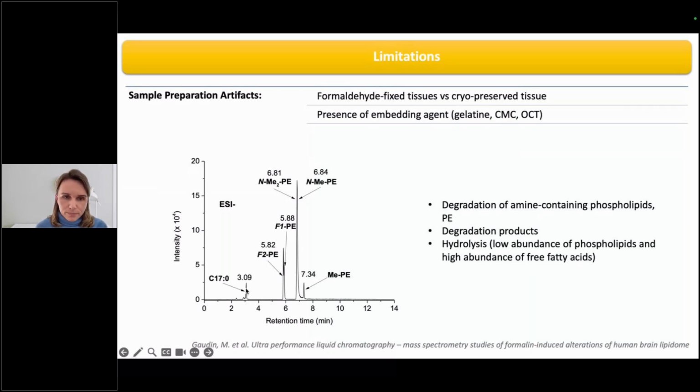For instance, I present to you here an example from a very good article in which they saw that using a fixative such as formaldehyde will produce degradation products from phospholipids, specifically PE. Why? Because the amine part of the phospholipids will react with the formaldehyde, and we will have methylated or demethylated phosphatidylethanolamines and a degradation of the intact phospholipid. Also, hydrolysis has been seen because of the low abundance of the phospholipids and the high abundance of the free fatty acids. Therefore, it's important to know if we are doing the fixation or not.